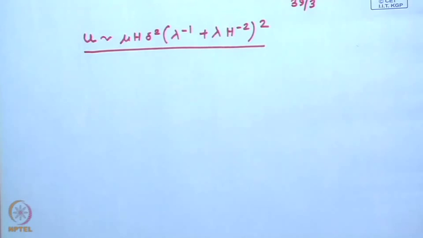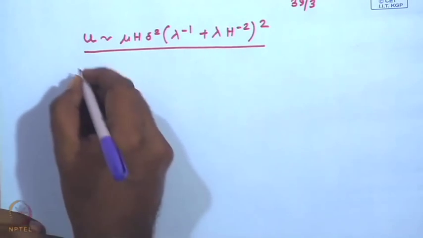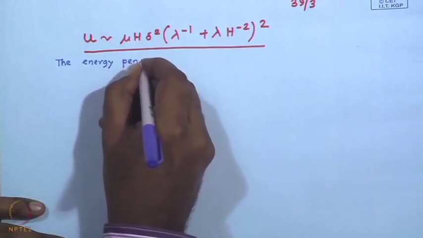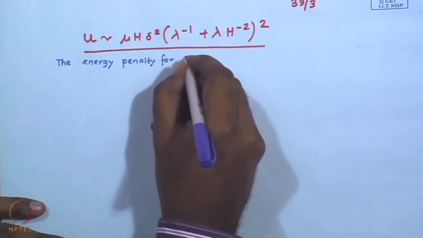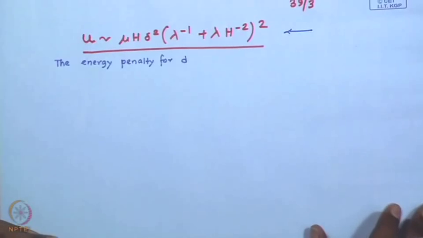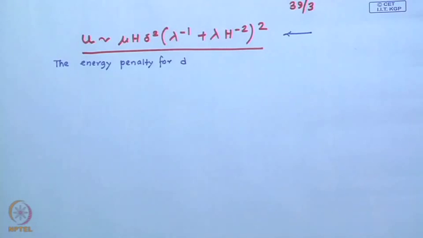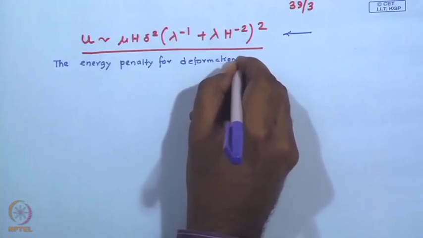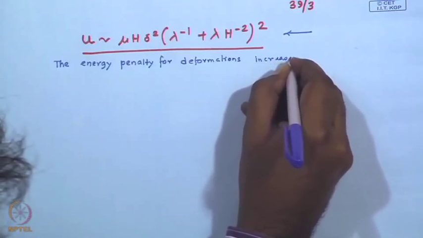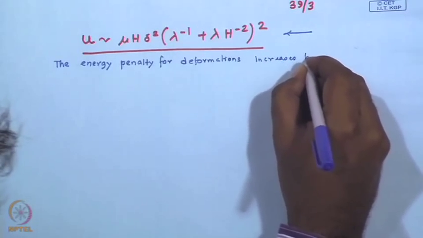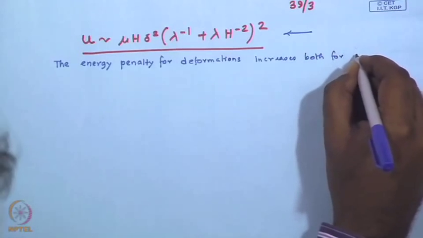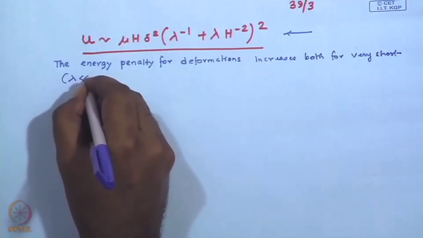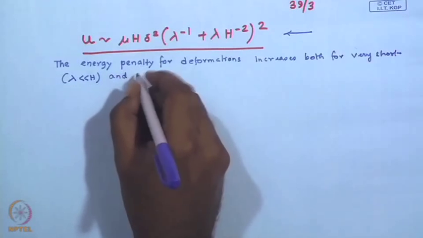So, from this expression what you can see is that the energy penalty for deformation, this derivation is beyond the scope of this lecture, so there is no need for you to go into this derivation. The energy penalty for deformation increases both for very short and very long waves.